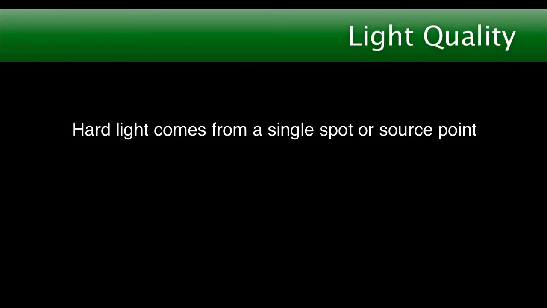When talking about the quality of light in photography, we often use terms such as hard or direct light and soft or diffused light. Hard light comes from a single spot or source point, and it's very directional. The sun is a really good example of a hard light. The light from an on-camera flash is another really good example. Soft light is very diffused light and multi-directional. Overcast and cloudy days are common examples of this type of light. Open shade is another example.